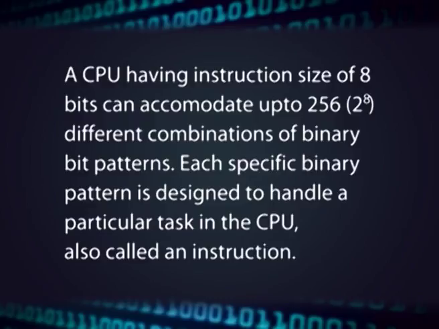Each specific binary pattern is designed to handle a particular task in CPU, also called an instruction. That means a CPU having 8 bit instruction size can have 256 unique instructions. However, not all combinations are used by CPU designers. Some combinations are left for future use. Thus, the set of instructions so designed using a pattern of 1 and 0 form the machine language of the computer.